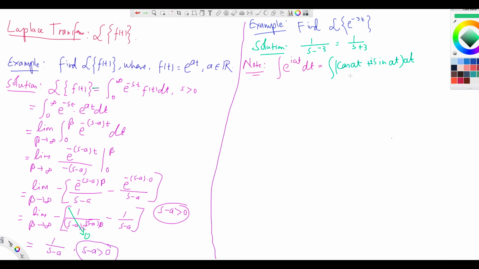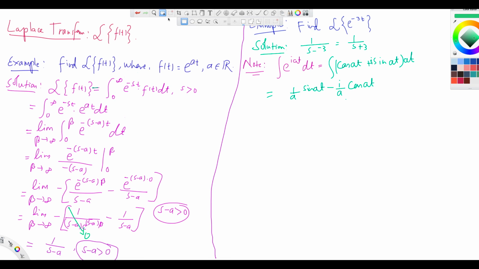So you find the integral of that. If you find the integral, it will become 1 over a sine at, and then minus i over a cosine at. So this can be written as, let me take the 1 over a out, and what happens there is I want to write negative i cosine at, and then plus sine at.